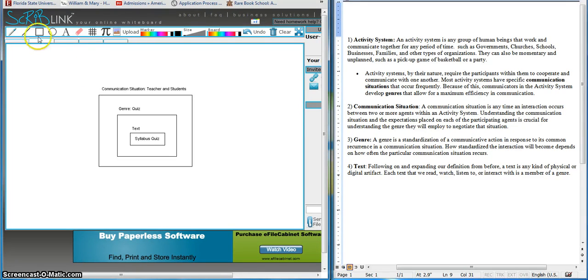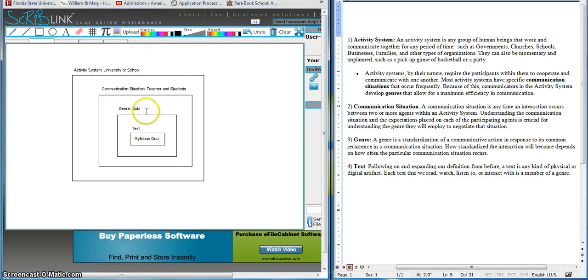And if we step back a little bit farther out, we know that that is the activity system of the university or school. And so we've moved from the very specific syllabus quiz out into the fact that it's a member of the quiz genre, and that genre works between teachers and students within the university or school activity system.